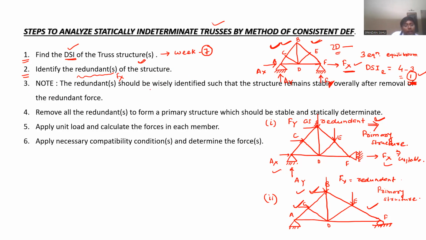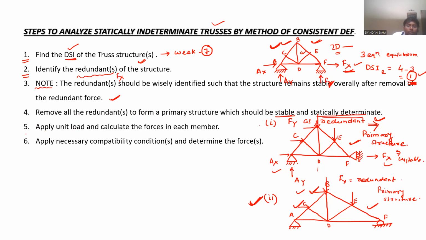Step 3, what I have said, the redundant should be wisely identified such that the structure remains stable overall. Like check the first one, the structure is unstable. So this node is getting violated for this first primary structure. So this cannot be our primary structure. And the second one, if you check, the node is getting validated and all our assumptions are okay. So the second one can be our good estimate of primary structure for this given truss after removal of redundant force. Now, remove all those redundants to form a primary structure which should be stable and statically determinate. So we have removed that redundant Fx and we have made a primary structure which is statically determinate in nature and stable as well.